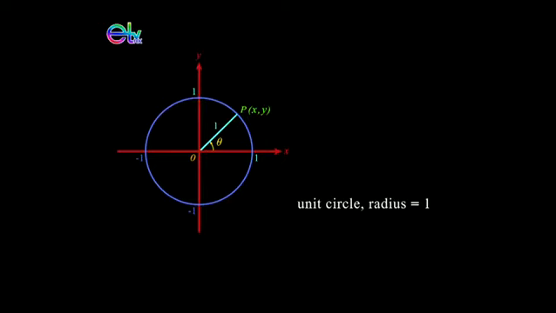First, let's construct a perpendicular line P pi. P pi is perpendicular to the x-axis. A right-angled triangle OP pi is formed. The length of OP is 1 unit. The length of P pi is y units, and the length of OP pi is x units.